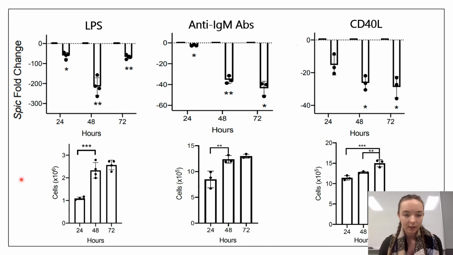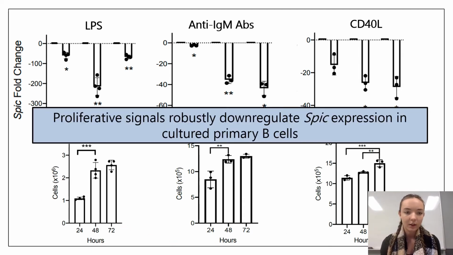On the bottom here, this is a look at corresponding cell counts for these signals, and unsurprisingly, we found that these well-defined proliferative signals increase the B cell counts in culture over this time course that was assessed. So overall, from this, we concluded that proliferative signals robustly downregulate Spi-C in cultured primary B cells.